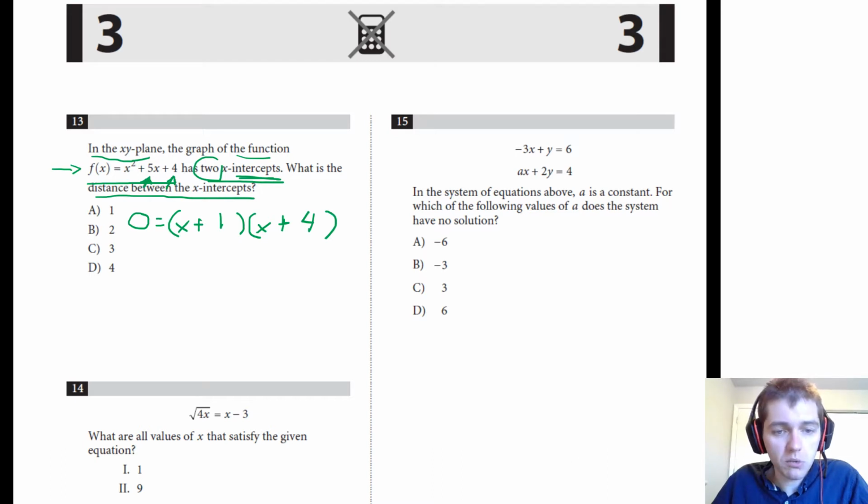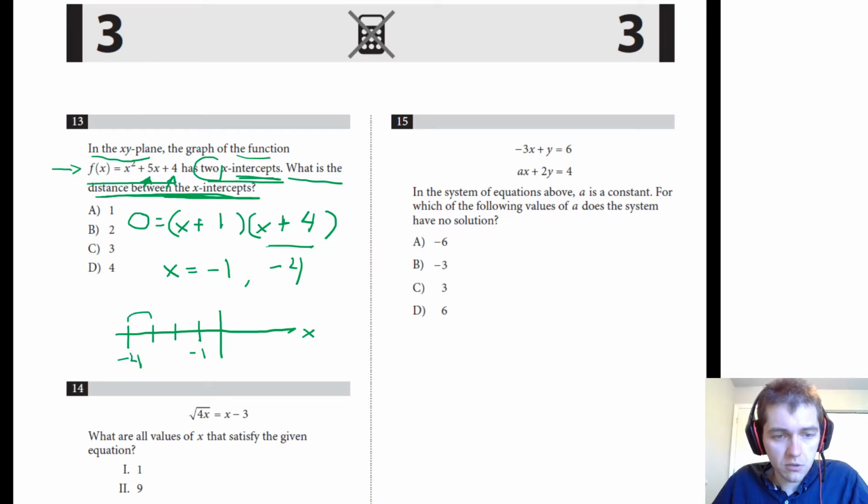This will be x plus 1 is equal to 0, and also x plus 4 is equal to 0. That means that x can be equal to either -1 or -4. At this point, it seems like you solved it. You have to go back to what the question is asking for. What is the distance between these x-intercepts? And you can think about this as these on a number line. So if you call this your x, you have -1, -2, -3, -4. Distance is 1, 2, 3. Your correct answer is C, 3.